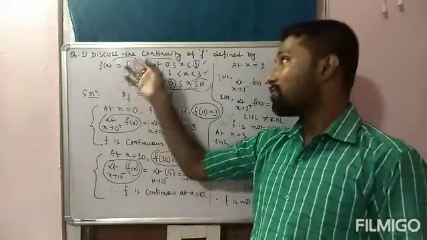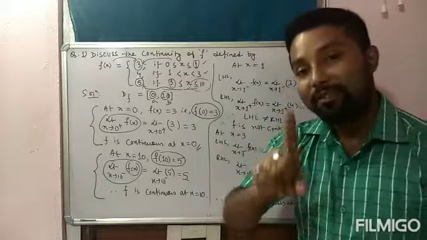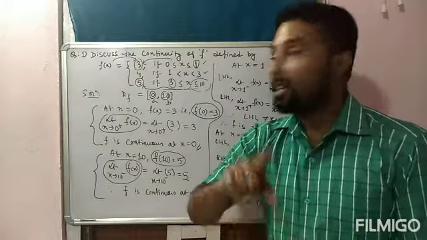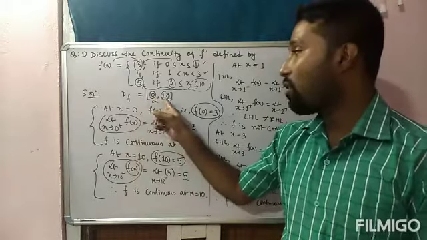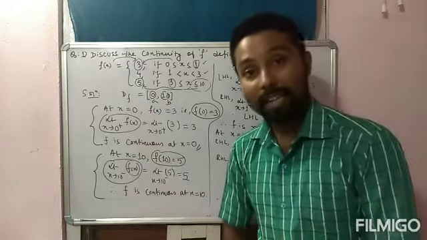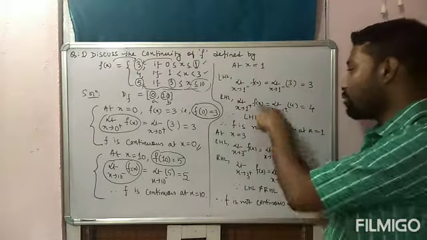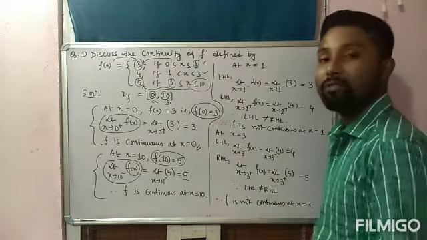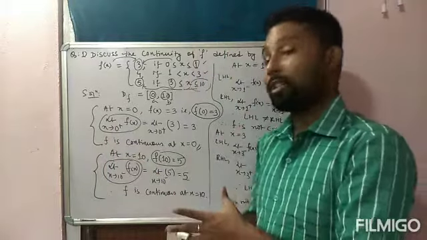So since you are asked to discuss the continuity, here we can say that the given function is continuous at x equal to 0 and at x equal to 10, but it is discontinuous at x equal to 1 and at x equal to 3. Okay, so this is all about the first question.